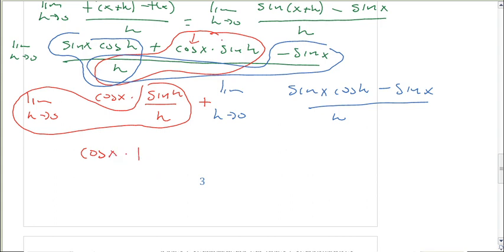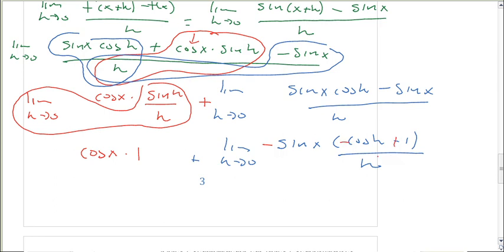In blue, I need to do a little bit more work. So I'm going to write a plus here. Limit as h approaches 0. If I factor out a sine x, I get cosine h minus 1 all over h. However, for the theorem, I need 1 minus cosine h. So I'm going to have to distribute out a negative 1, if you will.